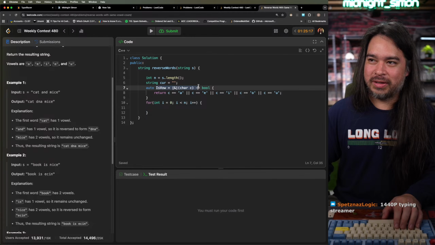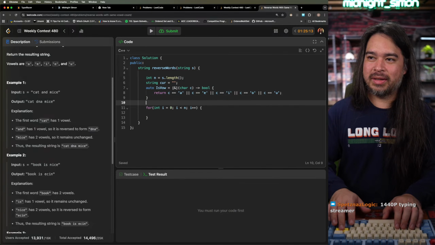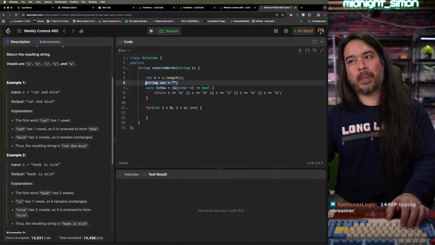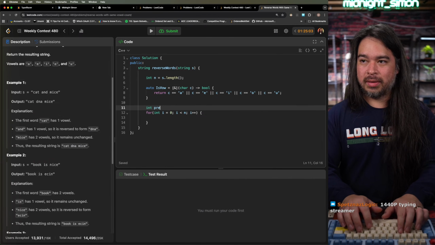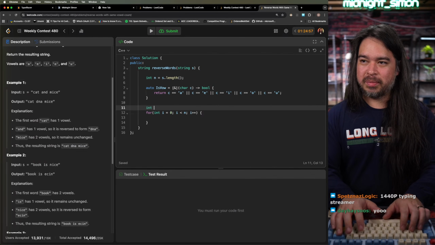All right, this is just telling us if it's a vowel. What am I trying to do? I'm iterating through. Why do I need my current string? I don't. I just need previous or word start maybe. I'll call it that.